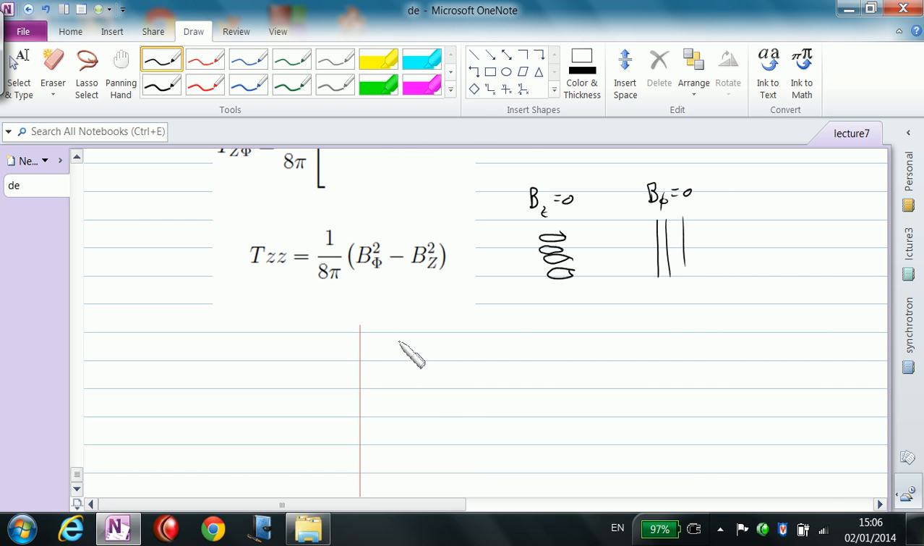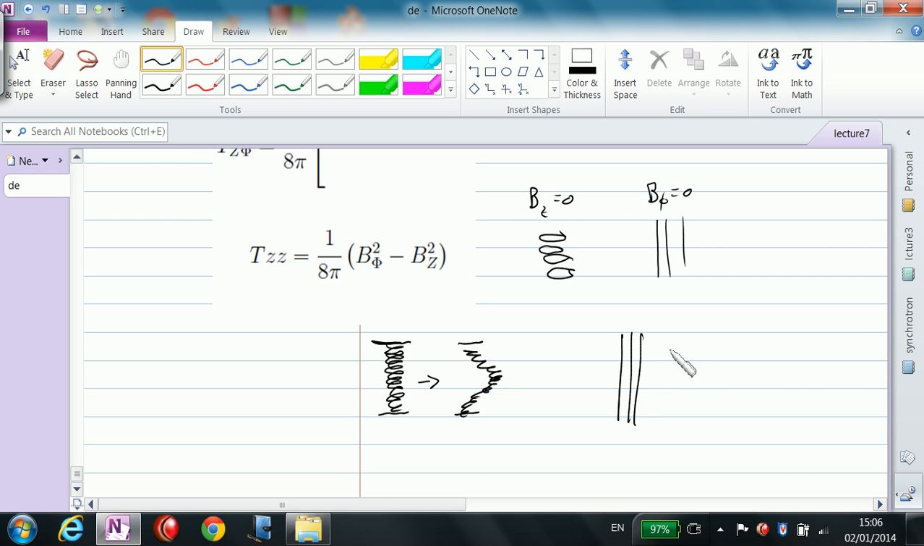So the point is, if the field lines are like this, the stress energy tensor is positive, which means this is under pressure. It would like to increase its length. And if you hold this end fixed and this end fixed, what does it do? It can increase its length by doing this. So it expands sideways, and it's unstable.